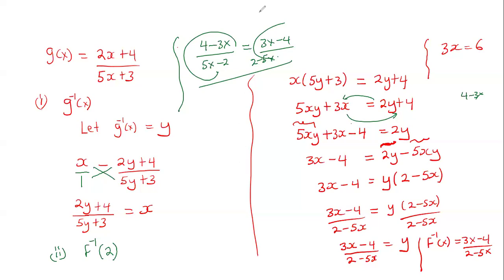Yeah, have we got some answer? Negative a quarter, negative a quarter. It seems everyone is getting negative a quarter. So I expect you to have 3x minus 4 out of 2 minus 5x, whereby you say 3 times 2 minus 4 out of 2 minus 5 times 2, 6 minus 4 out of 2 minus 10. So this is 2 out of negative 8.